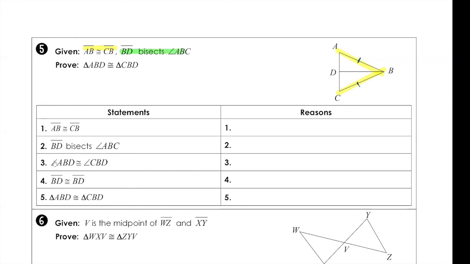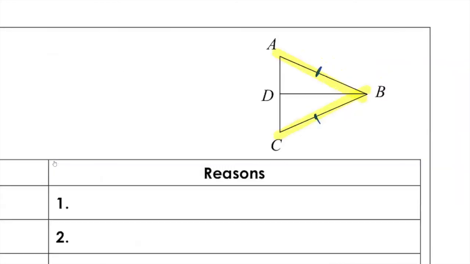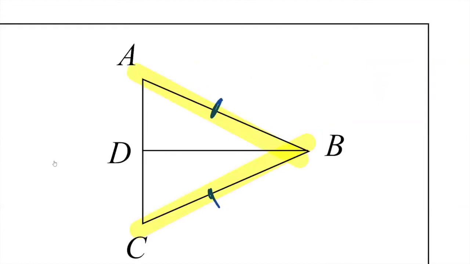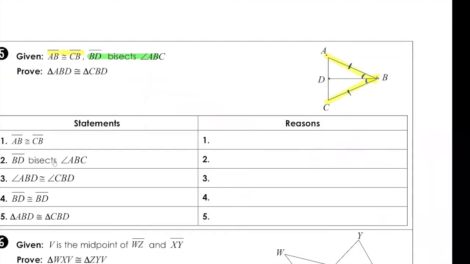BD bisects angle ABC. What does it mean to bisect something? Cuts it in half. So if it's bisected, what do we know about the two angles it creates? They are congruent. So I could say ABD is congruent to CBD. All right, any more given we can use? Nope. We don't know that. We could prove it, but we don't know that.